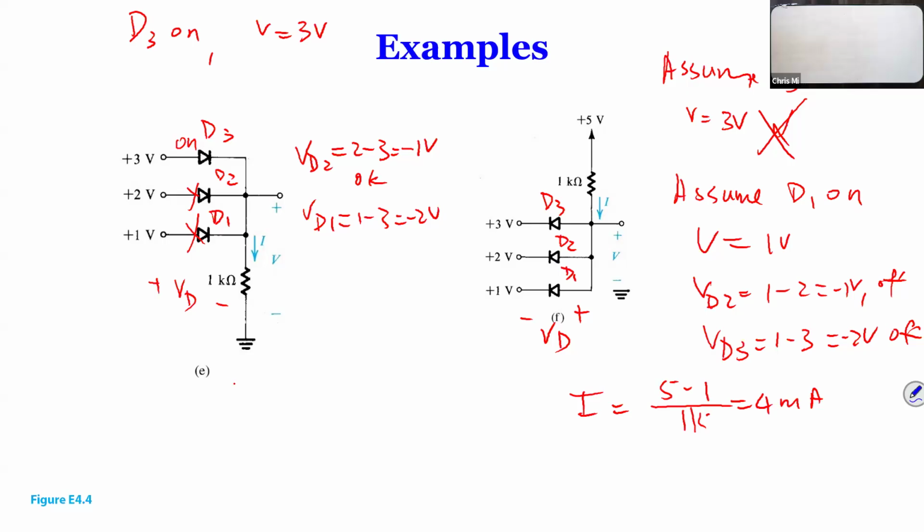And in this circuit, you have I equal to 3 minus 0 divided by 1K. That gives you 3 milliamps. Okay, so those are very simple circuits eventually.